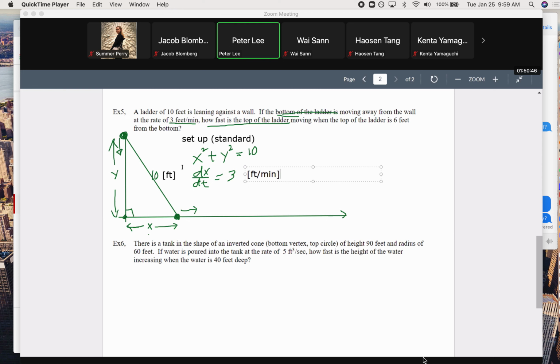Note that the original equation has two variables, x and y, with no t. So one condition is good. Now what is the last question? The last question, I want you to write it down. The question is how fast the top of the ladder is moving? That means how fast is y changing? Basically, that's what it is.